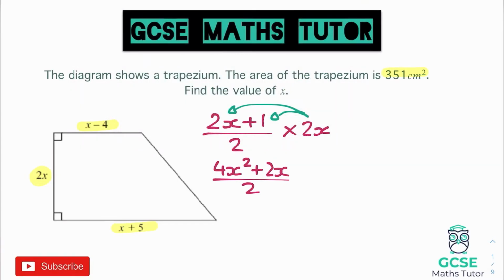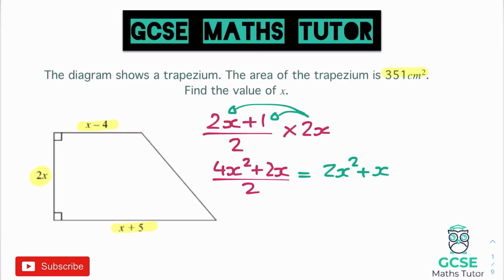So half of 4x squared is 2x squared, and half of 2x is 1x, so it's 2x squared plus x. So that is our expression for the area, okay? I'm going to get rid of that and write that bit again. There we go, 2x squared plus x. So that's our expression for the area.